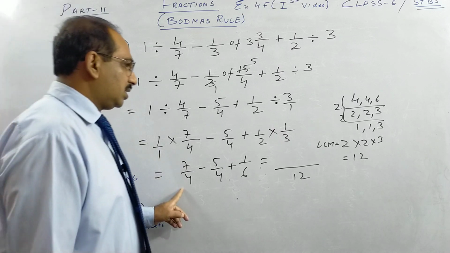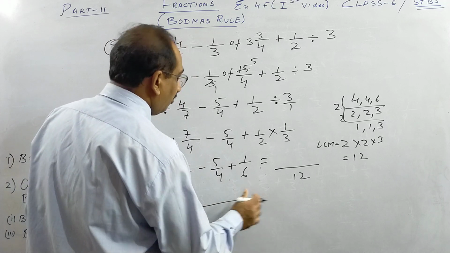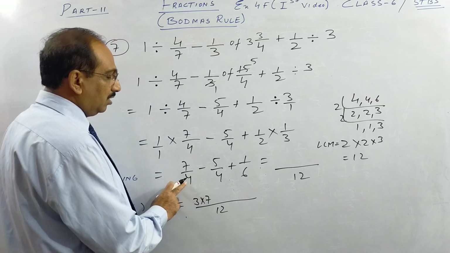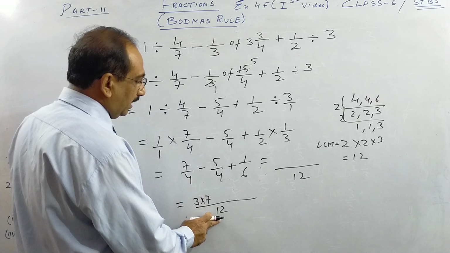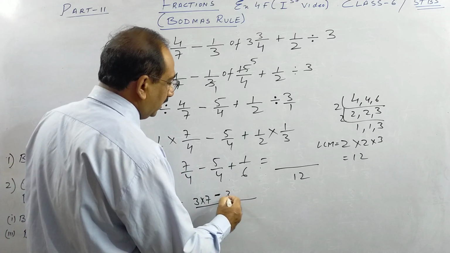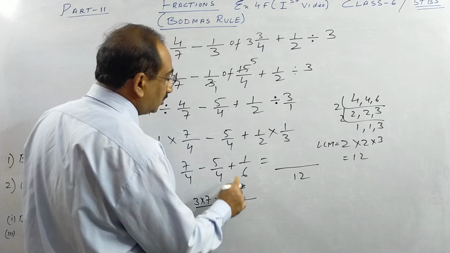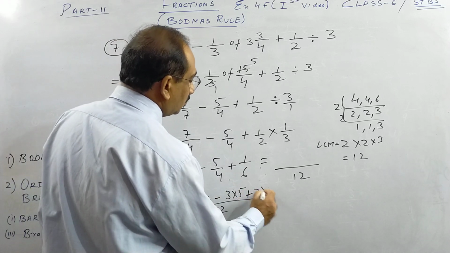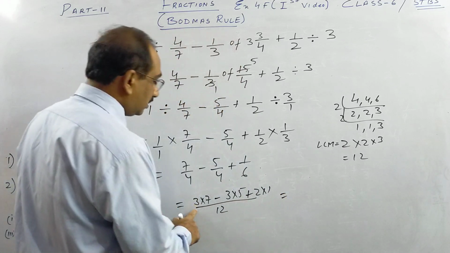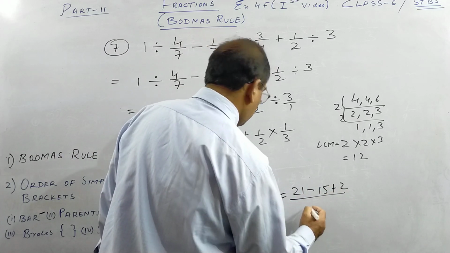Okay, so 12. Now see, here I am doing, you can see nicely, 4 will go 3 times, so 7 will be multiplied with 3. Minus will come, 4 will go again 3 times, so 5 will be multiplied with 3. And then last of all, 6 will go 2 times, so 1 will be multiplied by 2. So finally what we have, children, is 21 minus 15 plus 2 by 12.